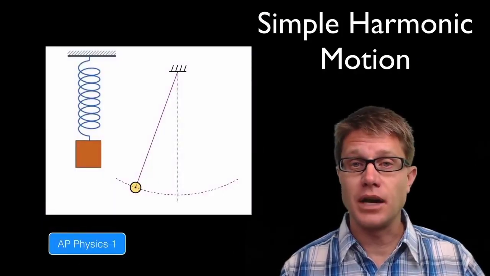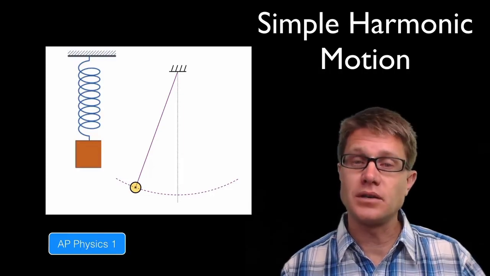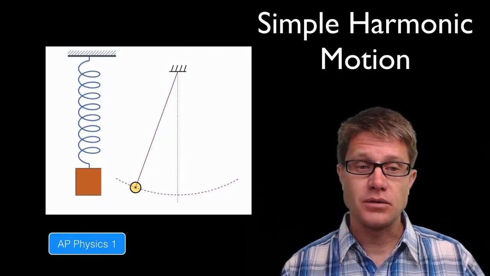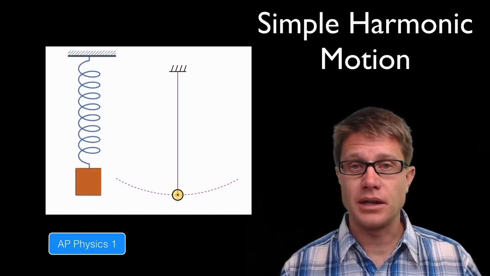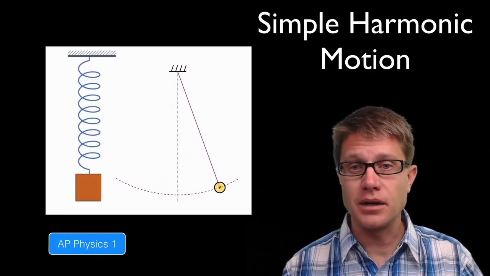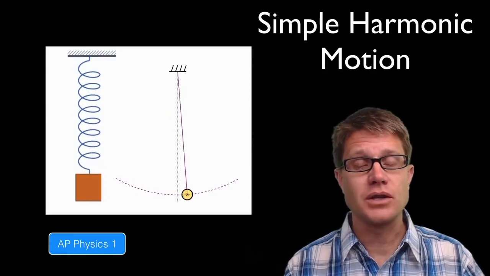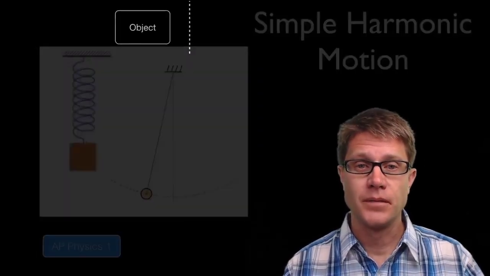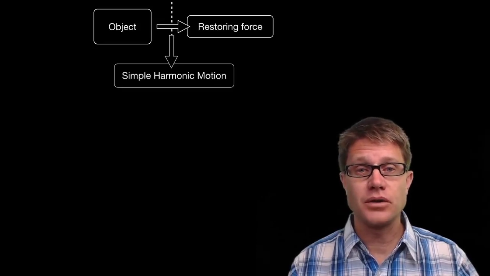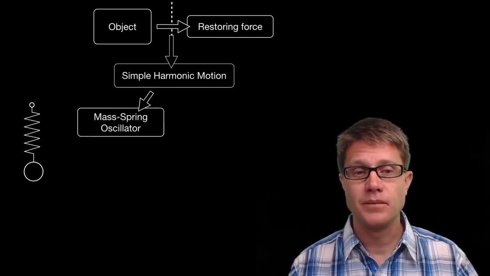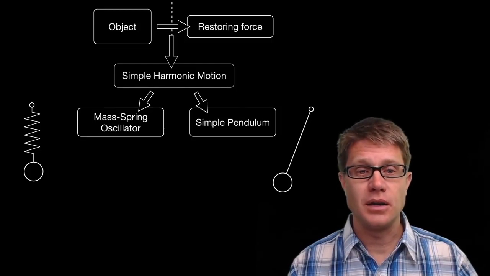And so there are really two examples we'll do in AP Physics. One is a mass spring oscillator, and so it's going to bounce up and down like this, or a pendulum that's going to swing back and forth like this. So equilibrium is going to be right in the middle, but these restoring forces continue to bring it back towards equilibrium. And so if you have an object moving towards equilibrium based on restoring forces, we call that simple harmonic motion. And so here are the two types we'll talk about in AP Physics.